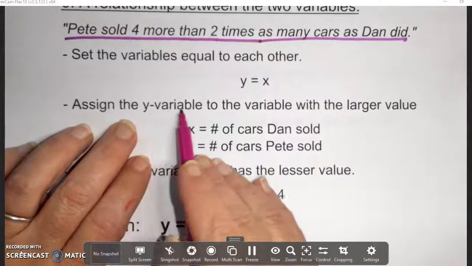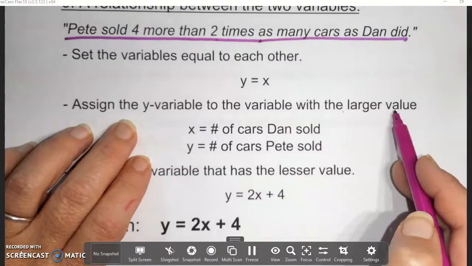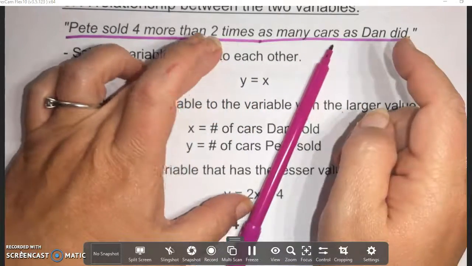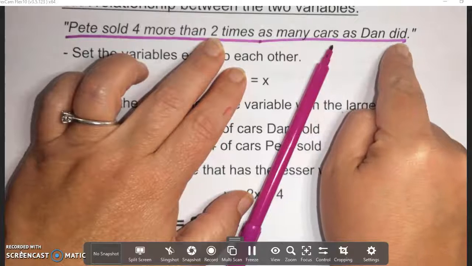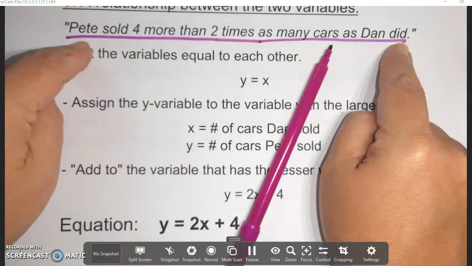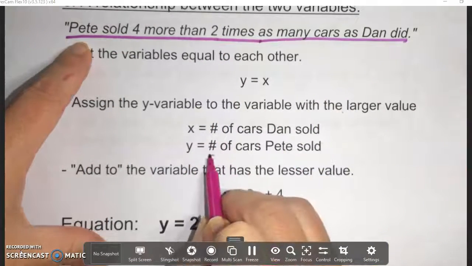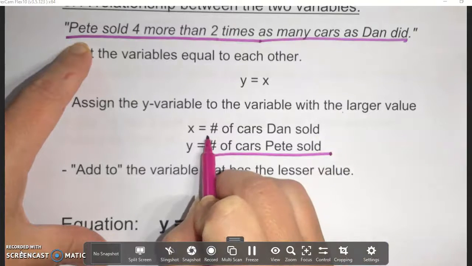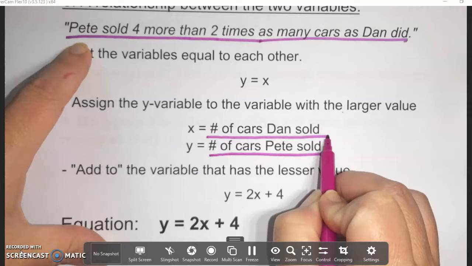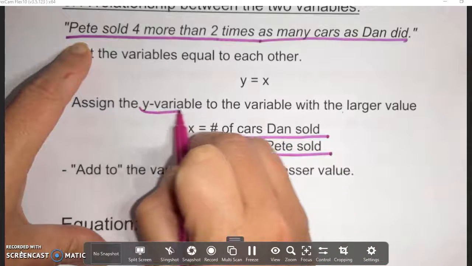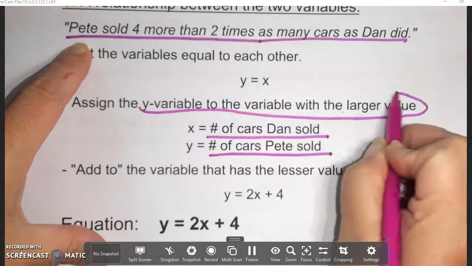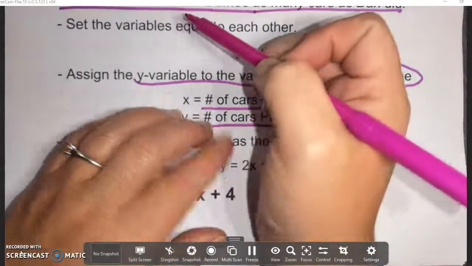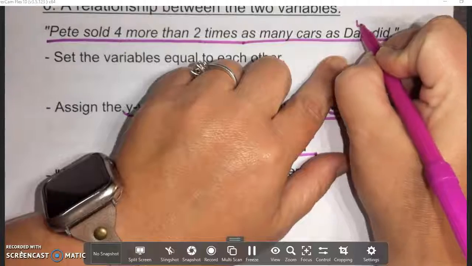Then you're going to assign the Y variable to the variable with the larger value. So if he sold 4 more than 2 times the cars Dan did, that means Pete's was larger. So Pete's is going to be our Y. And our X is the number of cars Dan sold. So the Y variable has the larger value. Okay?